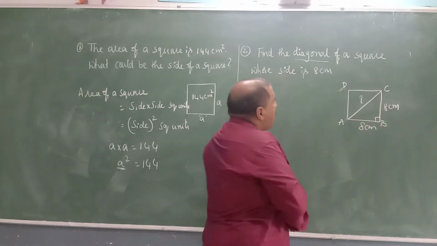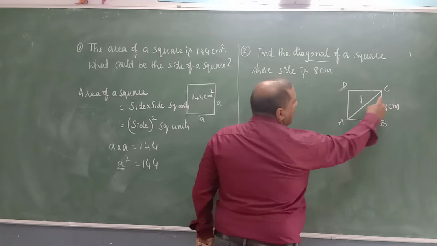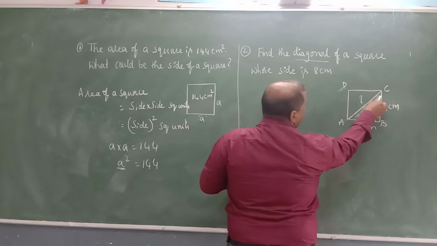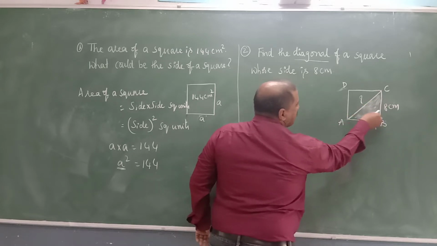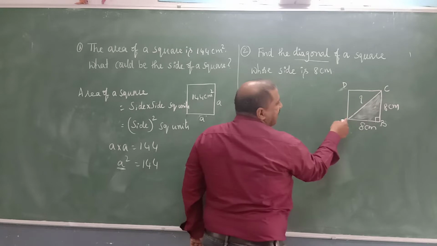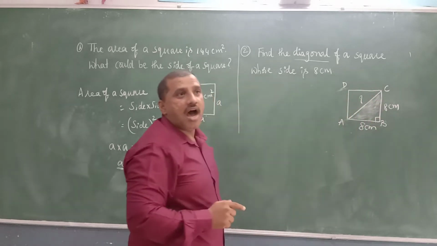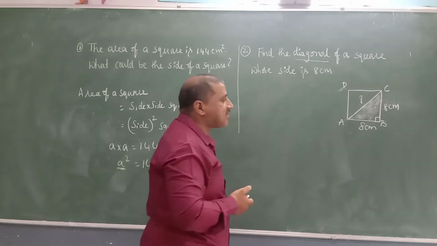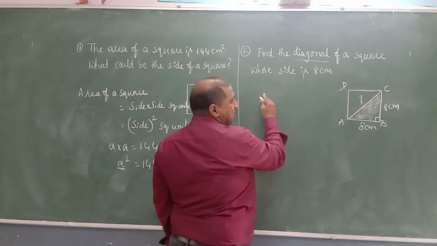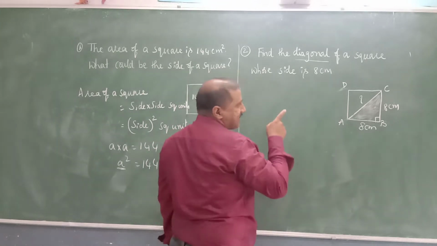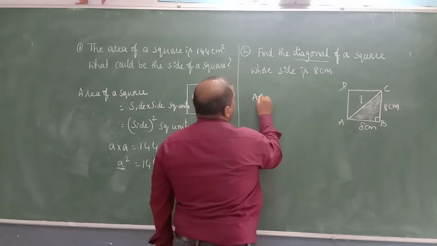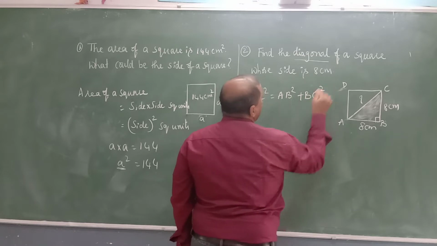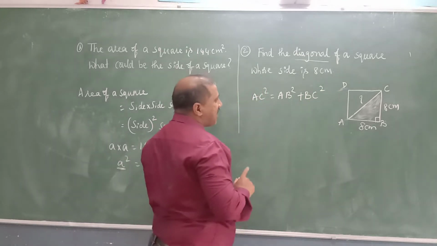Here AC is the diagonal, and if you consider the right angle triangle ABC, where angle B is equal to 90 degrees, AC is the hypotenuse. What Pythagoras theorem says is that the square of the hypotenuse is equal to the sum of the squares of the other two sides. It means that AC square is equal to AB square plus BC square.